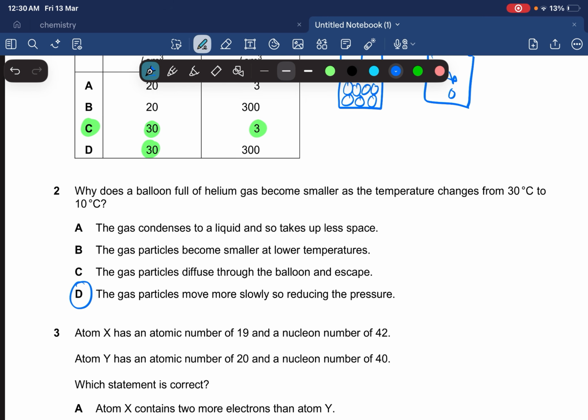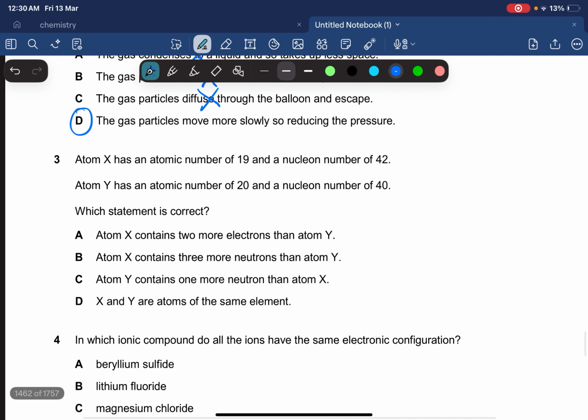But I'm going to read the other options and eliminate. The gas condenses to a liquid? No. The gas particles become smaller? The particles never change size. Water particles in solid, liquid, gas are going to remain the same in all three states. The size of the particle never changes. The gas particles diffuse through the balloon and escape? No, you're reducing their temperature. You're not making the particles escape. So that's nonsense.